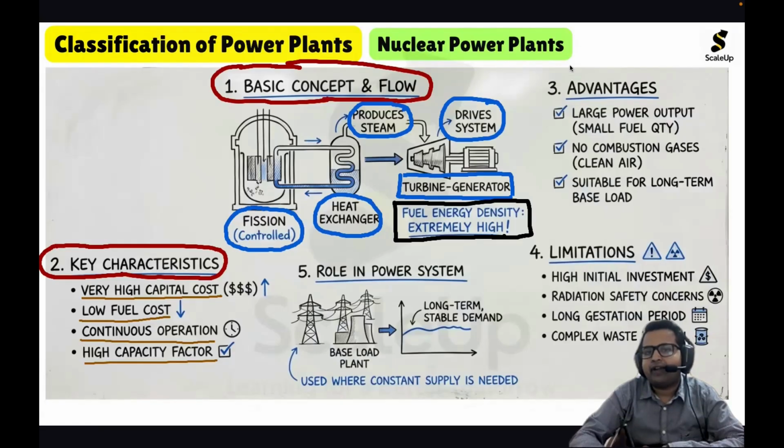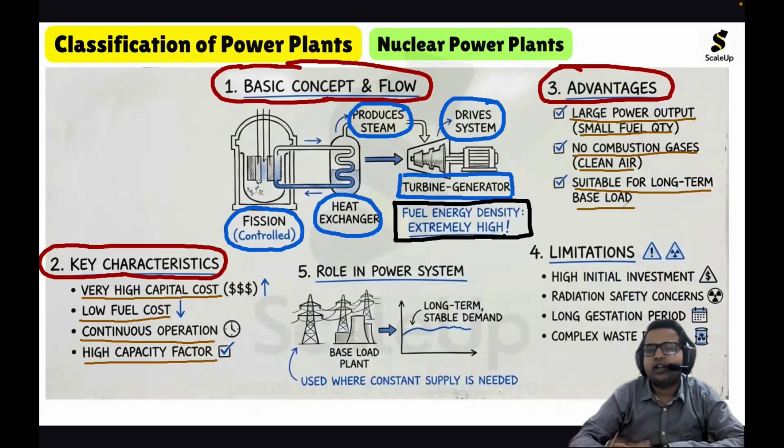If we talk about the advantages of nuclear power plants: large power output, as a small fuel quantity can produce large power. No combustion gases. This is a very interesting and important advantage, since no burning of fossil fuel is involved. So it is a clean form of power generation, and it is suitable for long-term base load because it can operate continuously generating a large amount of electricity.